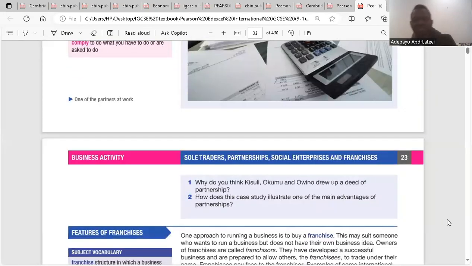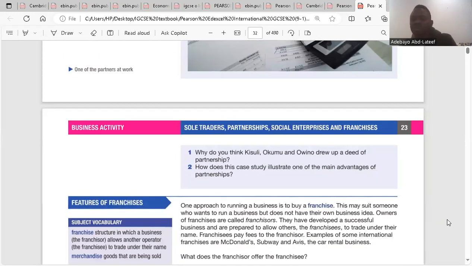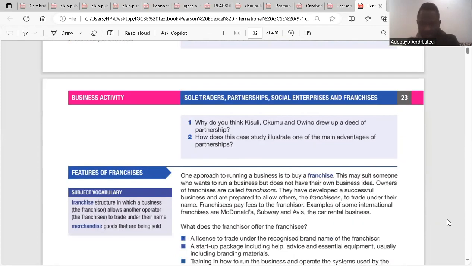Let's just go to the question. So they said, why do you think Kisulu, Okumu, and Owino drew up a deed of partnership? I wrote, they drew it to be able to guide their operations. So whatever the partnership business is doing, through the partnership deed, it guides them on what to do. Clear. The second one said, how does this case study illustrate one of the main advantages of partnership?